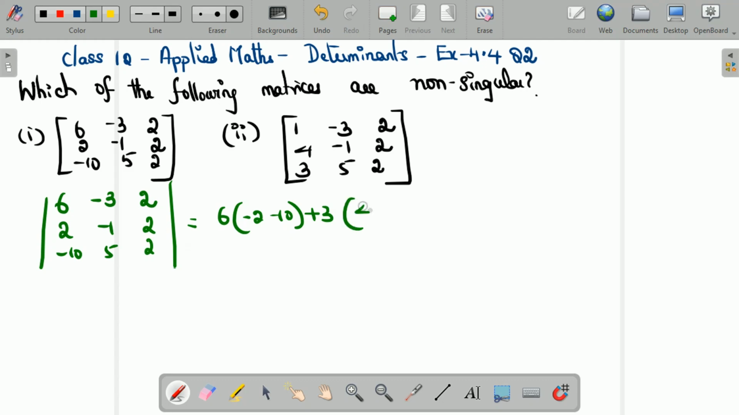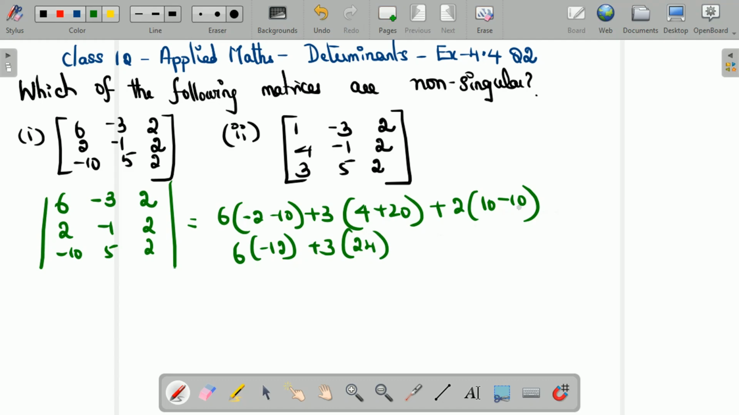Now this is going to be 4 minus of minus 20, so it is plus 20, plus 2 into 10 minus 10. Now this is going to be 6 into minus 12 plus 3 into 24. The rest I'm going to skip, because this is 0. So this is going to be equal to minus 72 plus 72, which is equal to 0. So this matrix is going to be called a singular matrix.